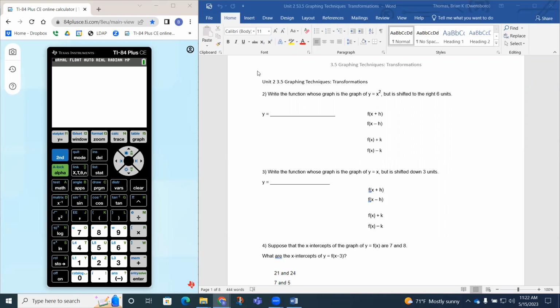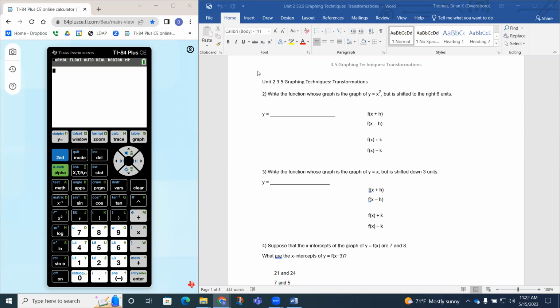So question 2 from section 3.5, graphing techniques, and we'll call transformations. Transformations is when we start to move the graph around and then stretch it or shrink it based on what we're doing with the problem. The easiest thing to do is just what we call the shifts. Stretching and shrinking gets a little bit trickier.